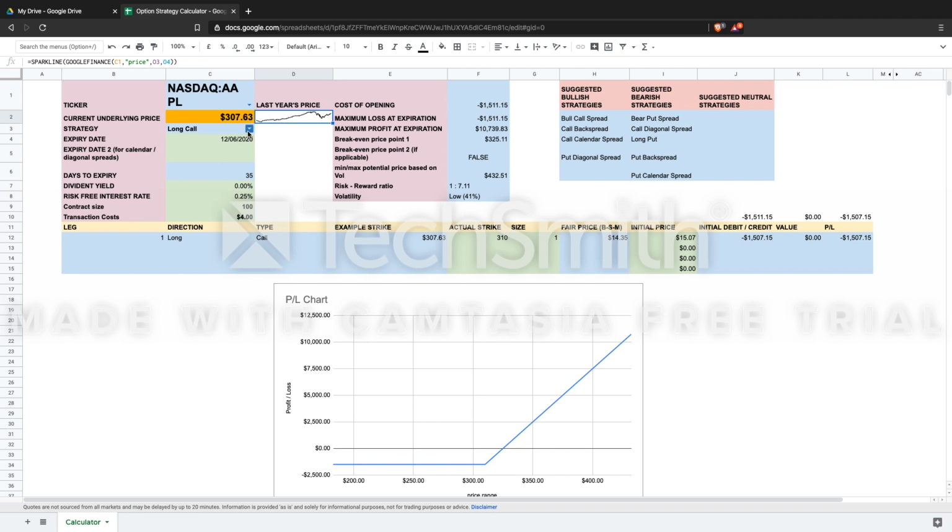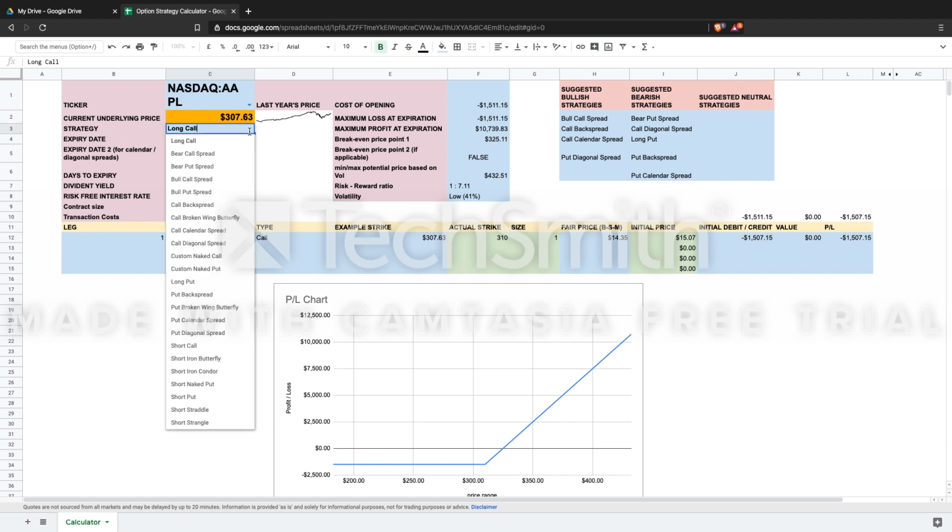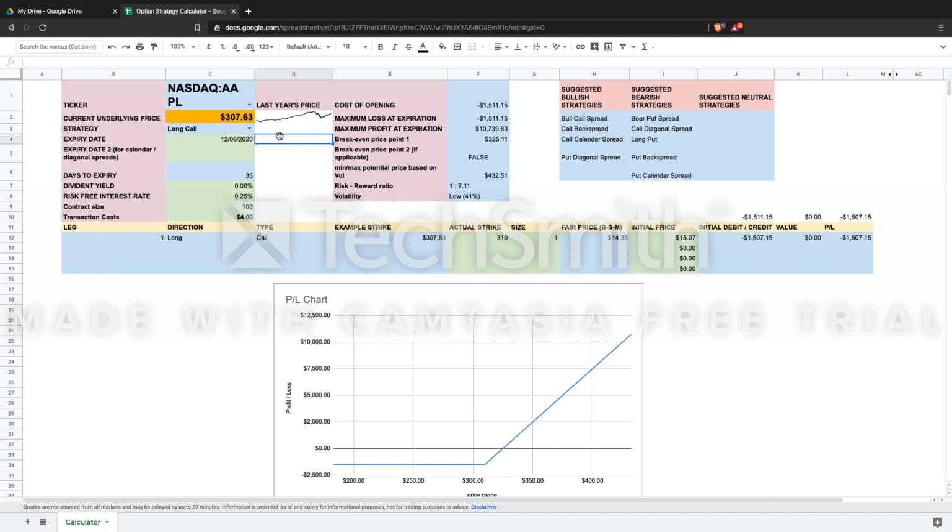in a small chart. And then we have a bunch of fields to select the characteristics of the options that we're looking at. So first and foremost, the strategy that we want to apply. In this case, we're going to look at a simple long call option to start. We're going to select the expiry date, the 19th of June.